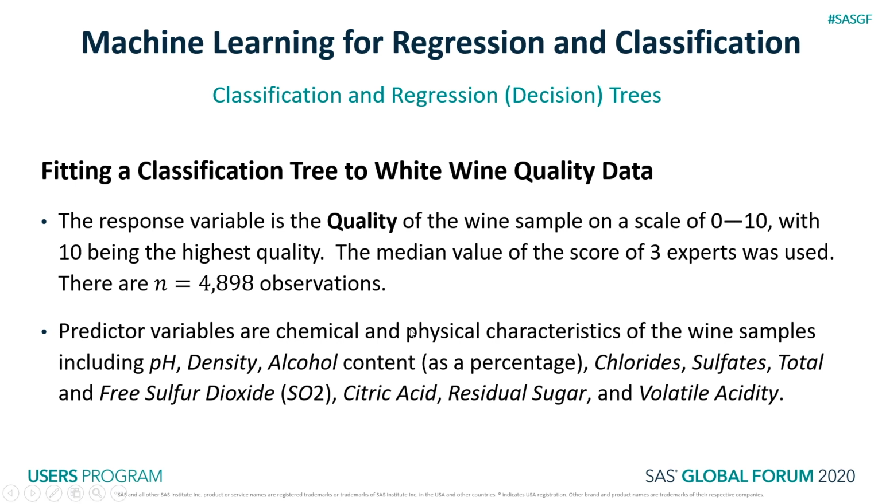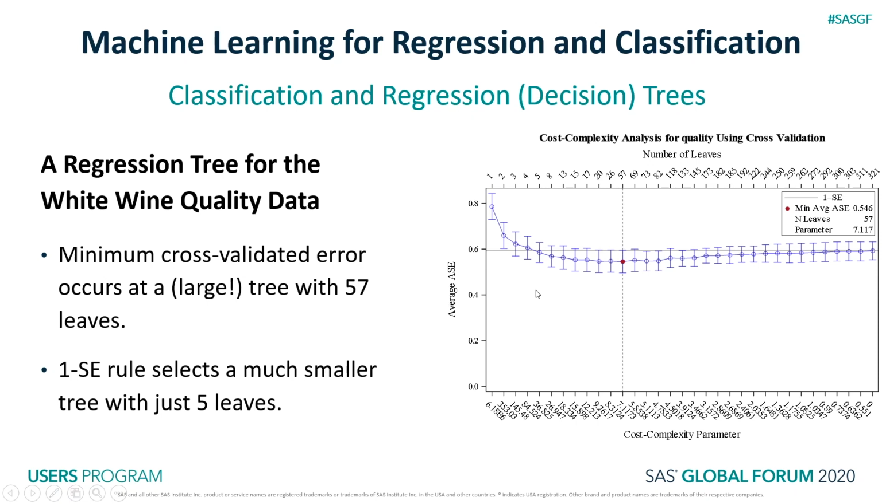The predictor variables include chemical and physical characteristics of the wine, including the pH, density, alcohol content, chlorides, sulfates, total and free sulfur dioxide, citric acid, residual sugar, and volatile acidity. And so I get my cost complexity plot, which is a plot of the cross-validated average squared error on the vertical axis against the size of the tree. The minimum cross-validated error occurs at a large tree with 57 leaves. However, the 1SE rule of Breiman et al., so that's choosing the tree which has cross-validated error less than the minimum plus 1SE, that occurs at a tree with just 5 terminal nodes, 5 leaves. And so that's a very small, very interpretable tree.